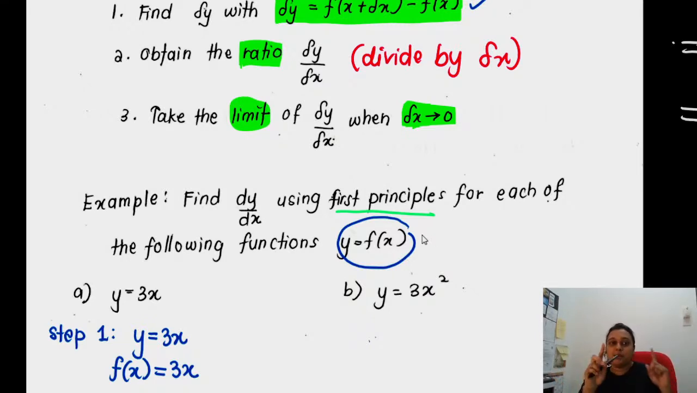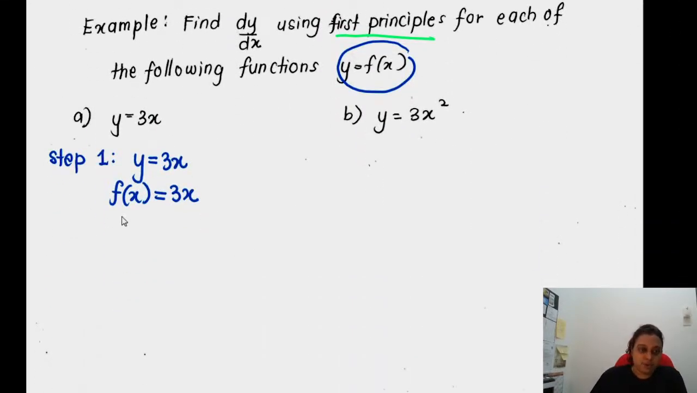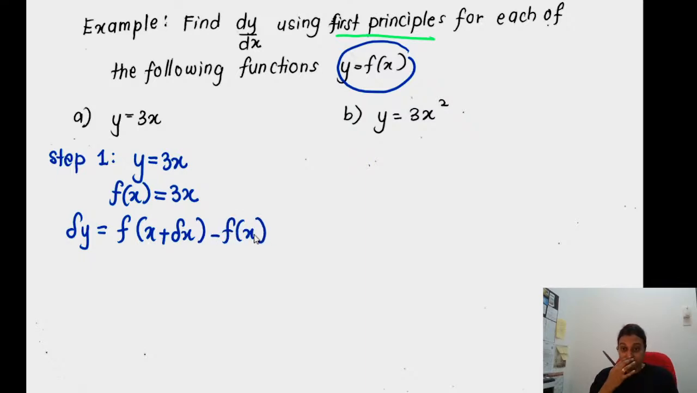Step 1, we're going to find delta y. What you do is copy this green color formula. So I'm just going to copy: delta y equals f(x + delta x) minus f(x). Always copy the formula first. Just copy down the formula.